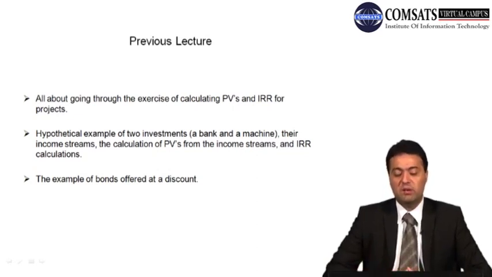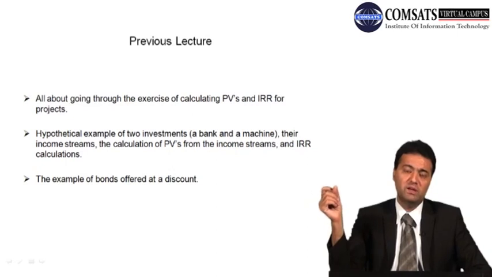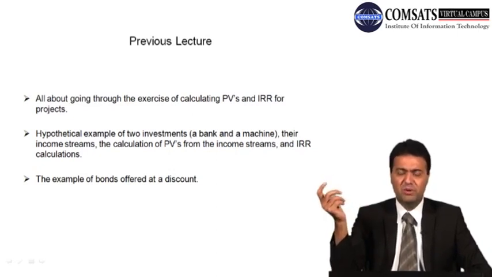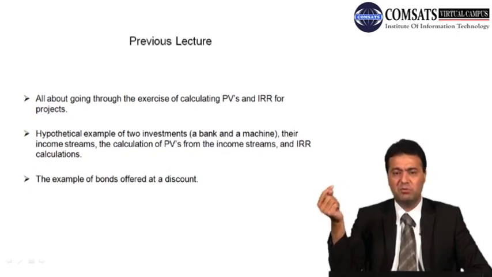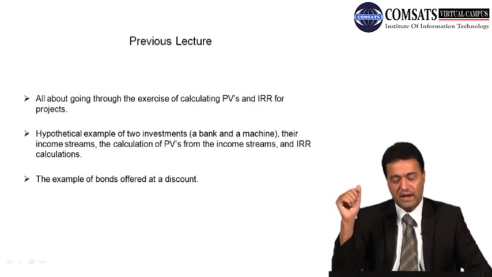Then I gave the example of bonds offered at a discount. Again, a lot depended upon the internal rate of return. When we calculated that internal rate of return for bonds, it came out to be around, I think, 12.2% or 12.8%, I don't remember exactly, but it was above 12%. That was the rate at which the investor would be comparing his options regarding investment.